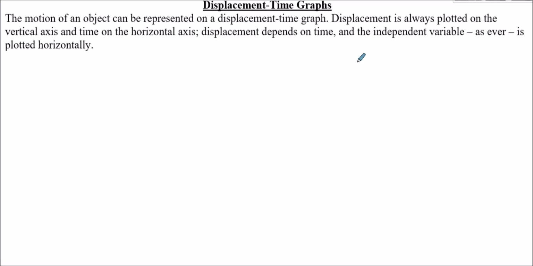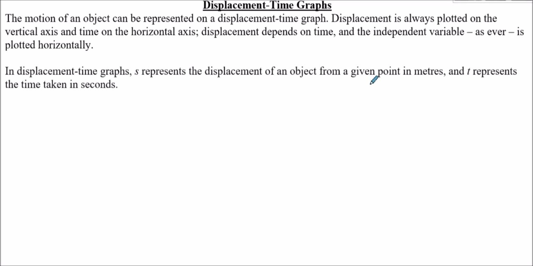So displacement is always plotted on the vertical axis and time is always plotted on the horizontal axis. Displacement depends on time, and the independent variable, as ever, is plotted horizontally. So the independent variable is time, that goes on the x-axis, the horizontal axis. So in displacement time graphs, S represents the displacement of an object from a given point in metres, and T represents the time taken in seconds.